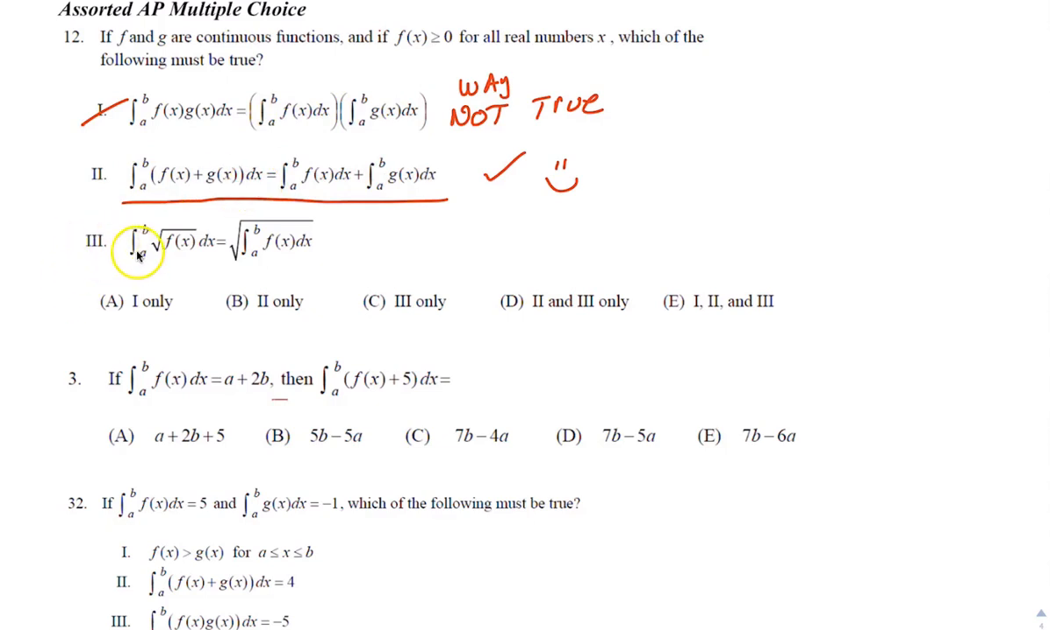How about the next one? If you have a power on the inside, is it the power of the whole thing? No. That's not one of the rules we went over. It doesn't work that way. So that one's also not true. Now again, it actually might work for some particular functions, but it's not always true.